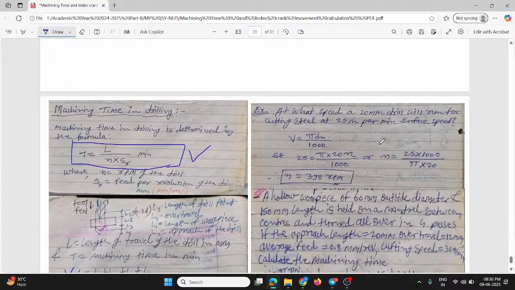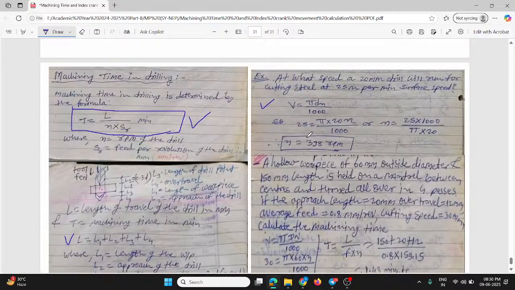Accordingly, this is a simple numerical. You can see the statement: at what speed will a 20 mm drill run for cutting steel at 25 meter per minute surface speed. So you have to calculate N, that is, at what RPM the drill is required to be rotated.